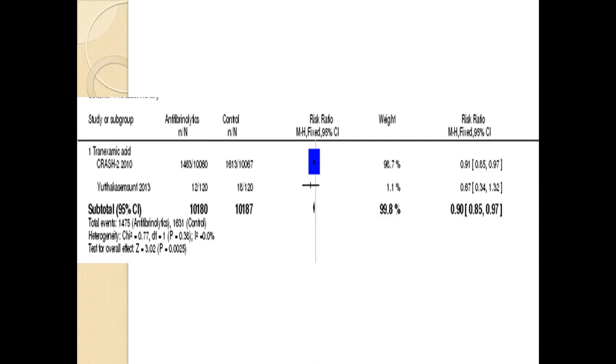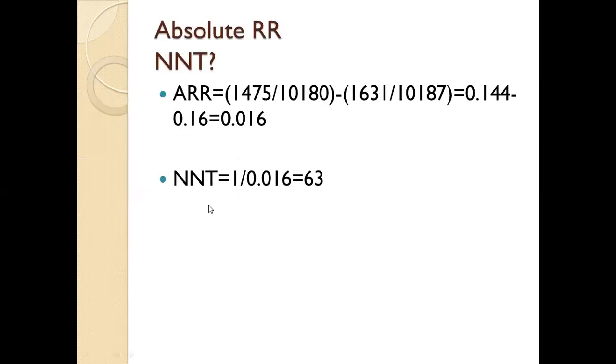And how to calculate them? As you can check here, I have the total number of events in the antifibrinolytic group, the total number of events in the control group. Okay, and this is the total number of subjects here and there. What will I do? It's too simple. I will divide the number of events by the total in each group to calculate the risk of mortality, and then subtract them from each other. And this is what I have.